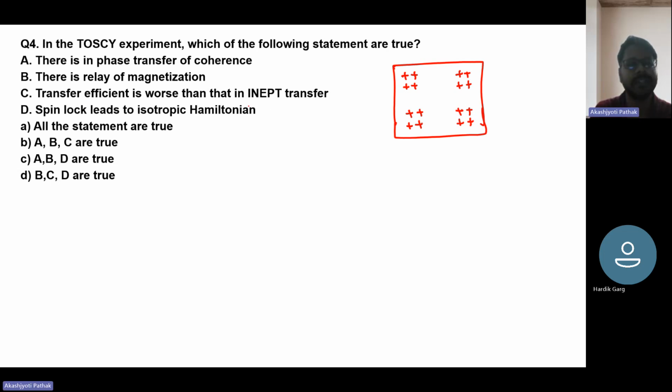Option C, transfer efficiency is worse than in INEPT transfer. Is this correct? So we will look at this. This is actually not correct. We will look into this in more detail.